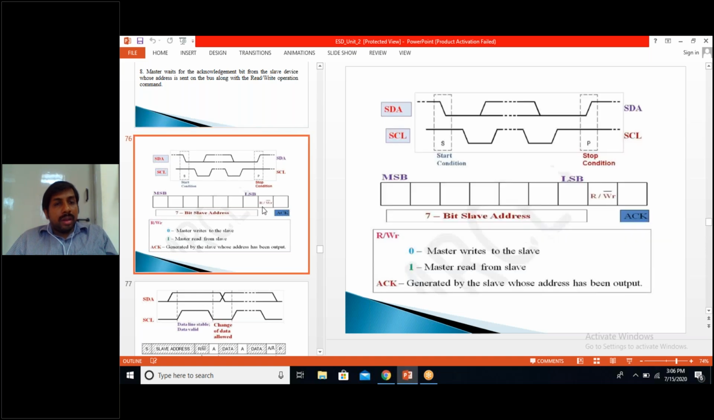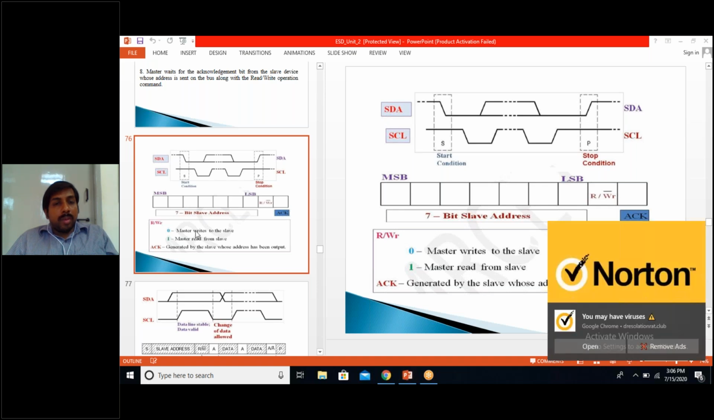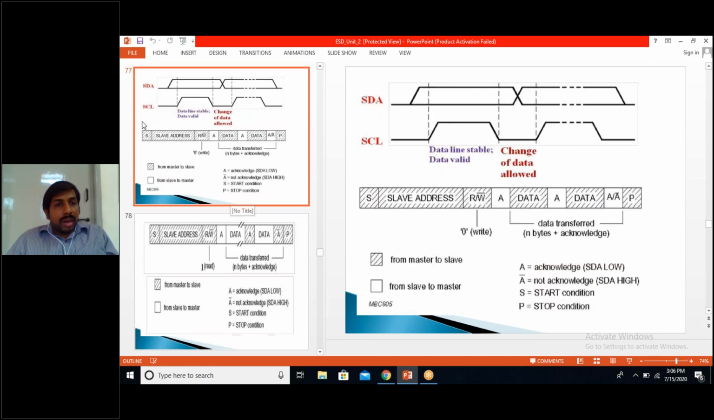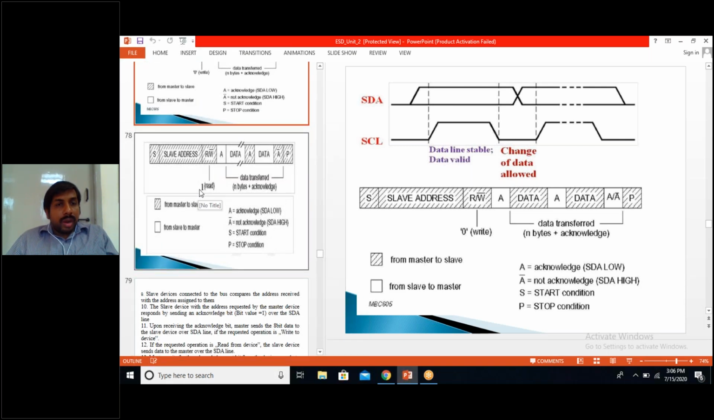So this is the data format, MSB to LSB, a 7-bit slave address. Then there is the R/W bit. If it is 0, the master is writing to the slave. If the R/W bit is 1, the master is reading the data from the slave. ACK is the acknowledgement bit generated. So this is the data communication: how SDA and clock work, and how data is transferred after the slave is detected. Data will be transmitted in bytes and the acknowledgement bit is sent.